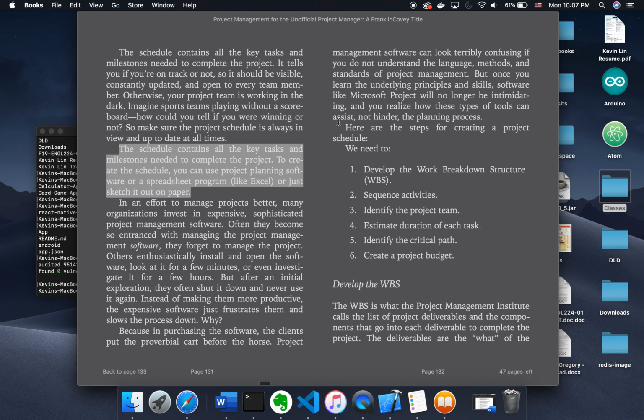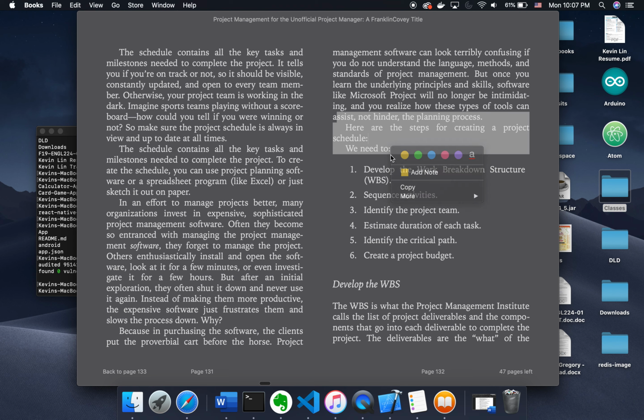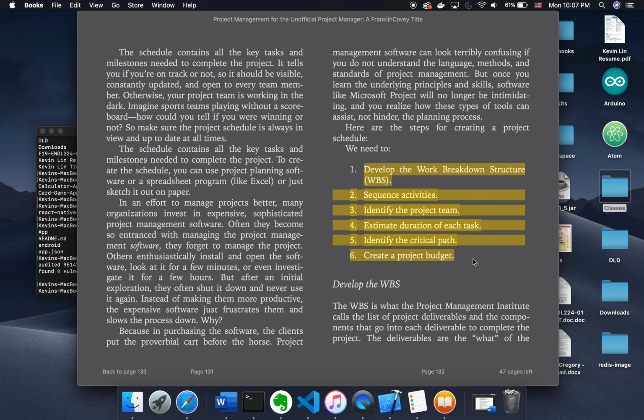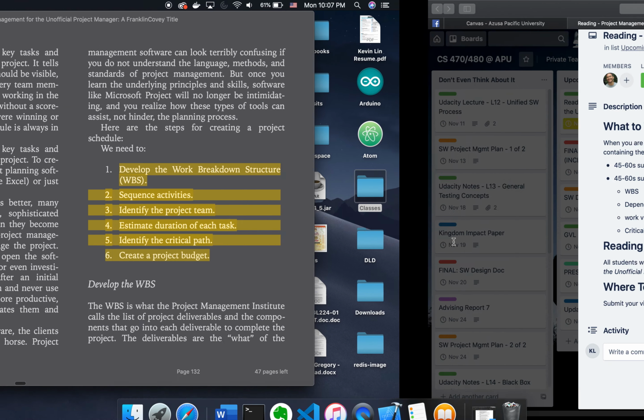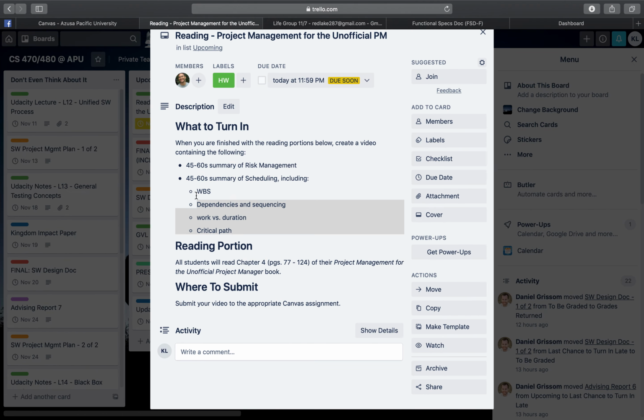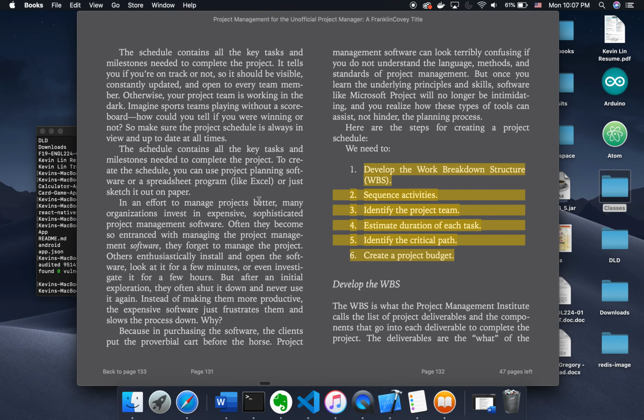To create a project schedule in full depth, we have 5 categories: developing the work breakdown structure, scheduling activities, identifying the project team, estimating duration of tasks, and identifying the critical path. I think I'm just going to talk about these 4 points.